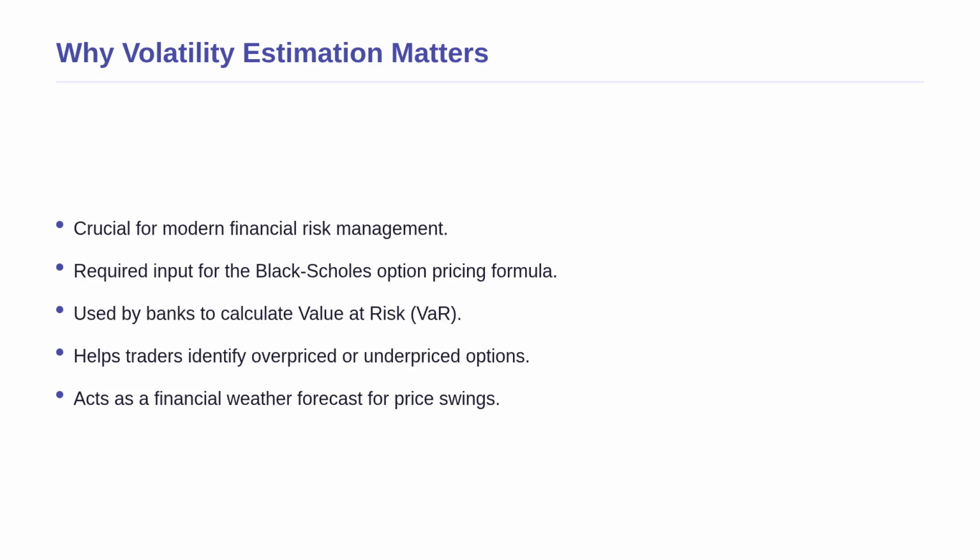So, we have proven that we can calculate volatility from historical data. This brings us to an important question. Why does this matter? Estimating volatility is arguably the most important task in modern financial risk management. Without it, mathematical models like the Black-Scholes formula completely break down. Banks use these estimates to calculate value at risk, determining potential losses on a bad day. Traders use it to see if options are overpriced. In everyday terms, volatility estimation is the financial equivalent of a weather forecast. It tells you how severe the storm might be.